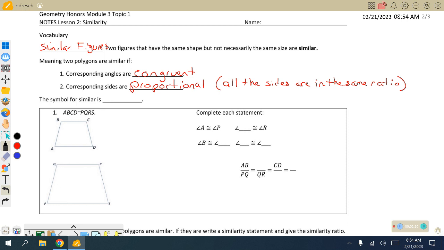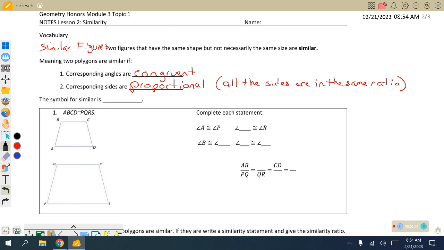So when I say the corresponding sides are proportional, what I mean is that when we match up the corresponding sides, they all need to be reduced down to the same ratio. All those corresponding sides need to be reduced down to say 2 to 1, 2 to 1, 2 to 1, or 3 to 4, 3 to 4, 3 to 4. If one side reduces down to 3 to 5, but the other three sides are 3 to 4, then it's not a similar figure.